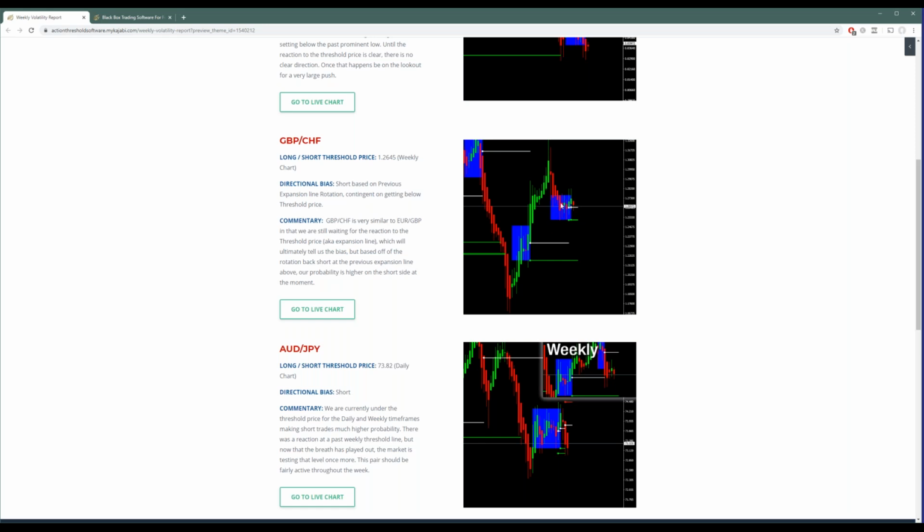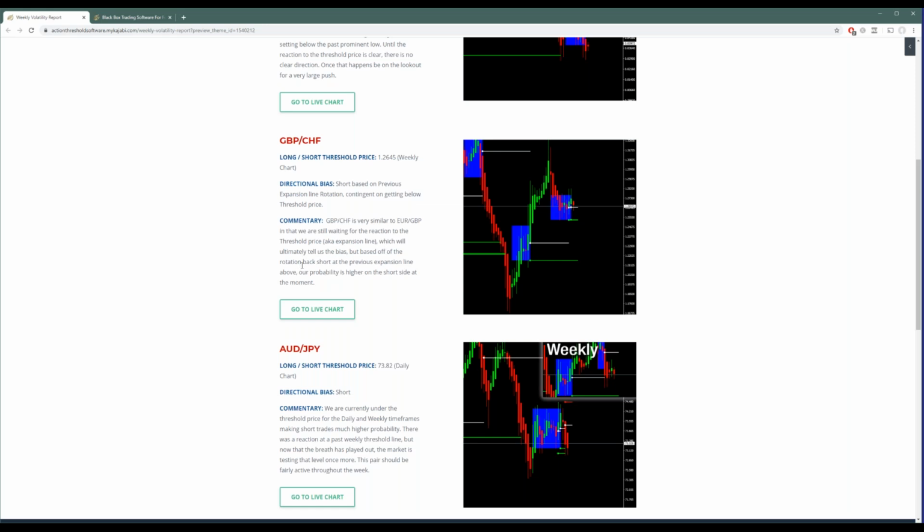So we think there's a good probability that we're going to end up below this expansion. Why that is, because you can see that we had a reaction off of this previous expansion here at the top, right here. So that's a clue, kind of putting together the overall architecture. Pound franc is very similar to euro pound in that we're still waiting for reaction to the threshold price, aka the expansion line, which will ultimately tell us the bias.